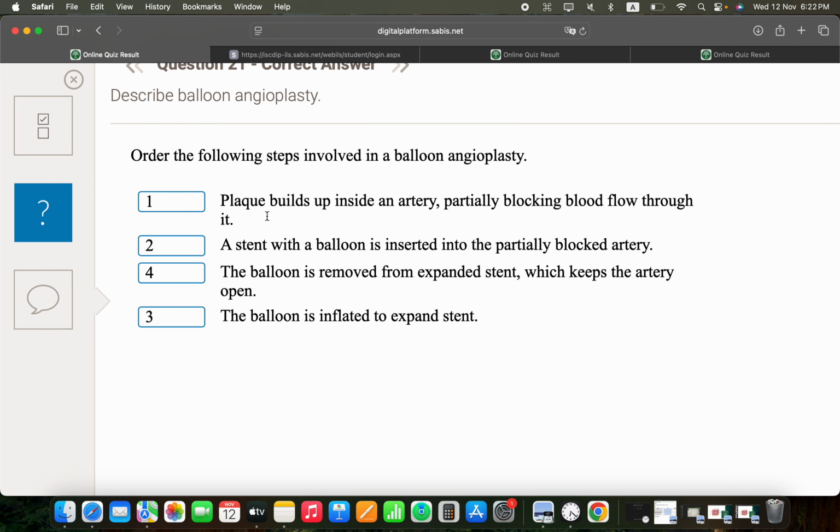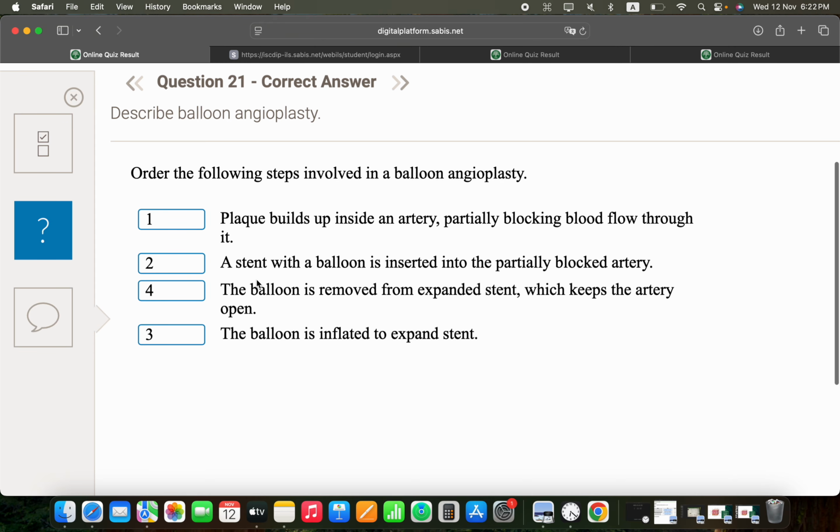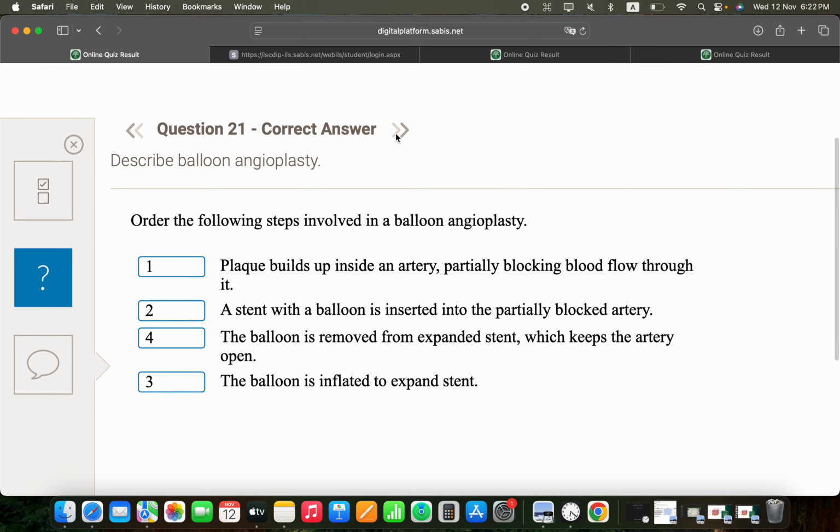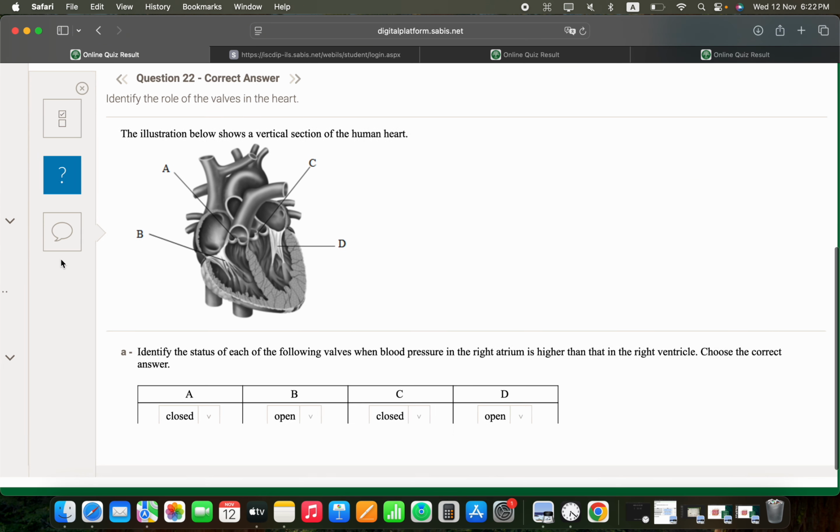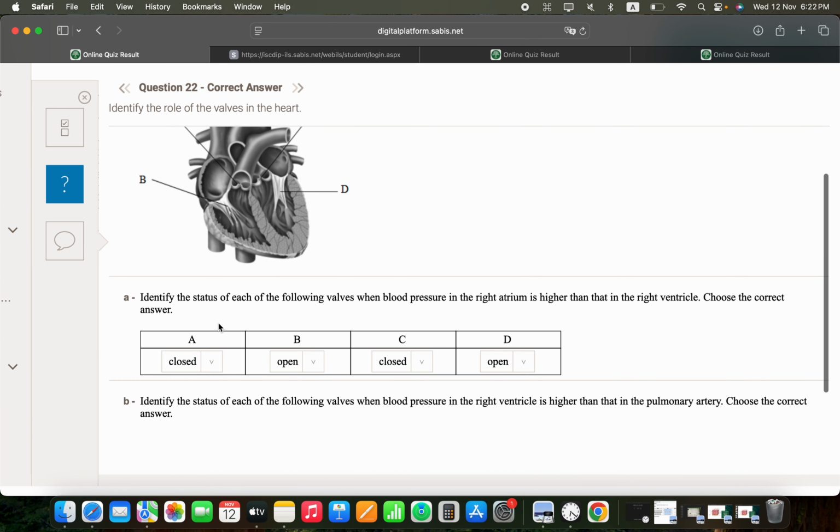So the first step is that the plaque builds up inside the artery. Then a stent with a balloon is inserted into the partially blocked artery, and the balloon is inflated to expand the stent. Then the balloon is removed from the expanded stent, which keeps the artery open, just to prevent it from closing and preventing blood flow.